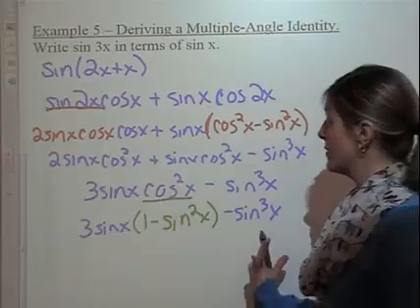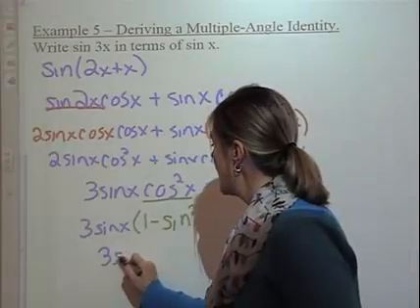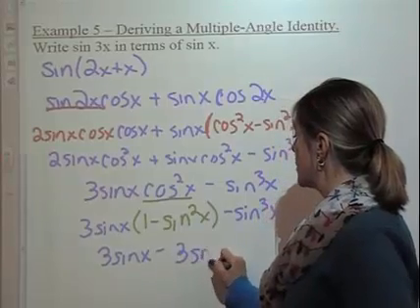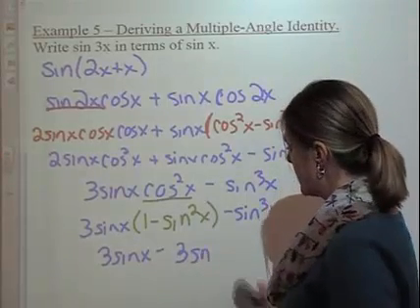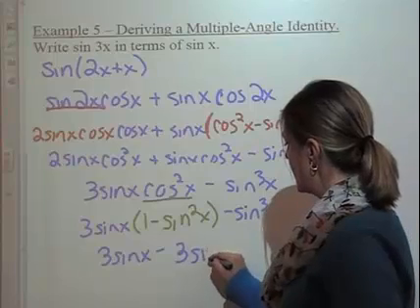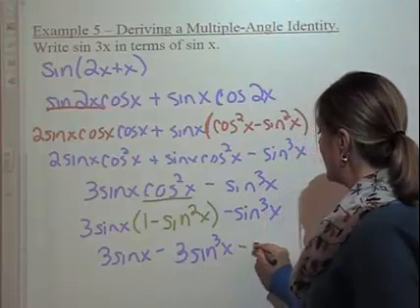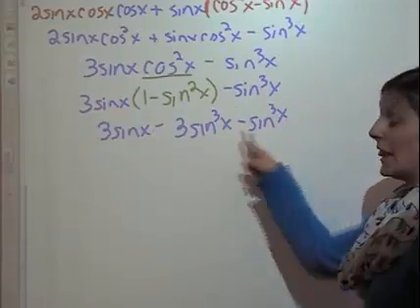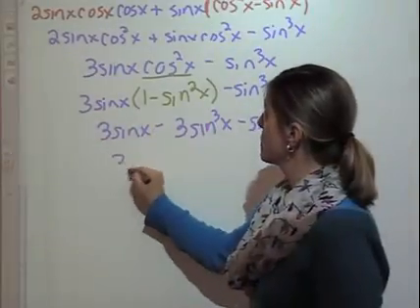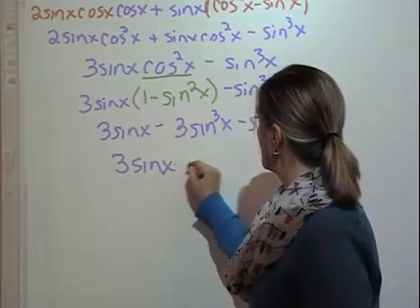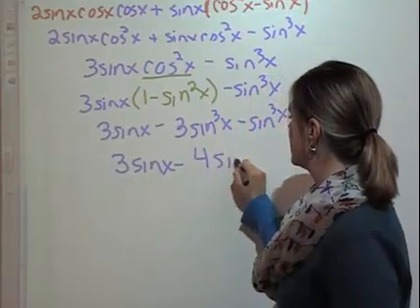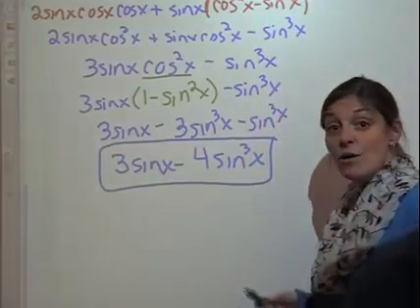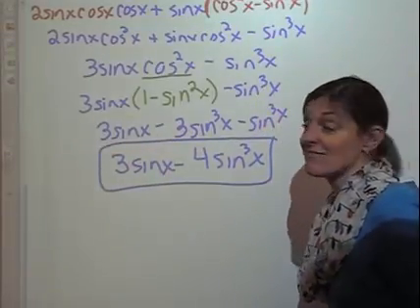Now let's distribute. So we have 3 sine x minus 3 sine cubed x minus sine cubed x. Hey, look, you have like terms there. So we have 3 sine x minus 4 sine cubed x. And now it's all in terms of sine of x.